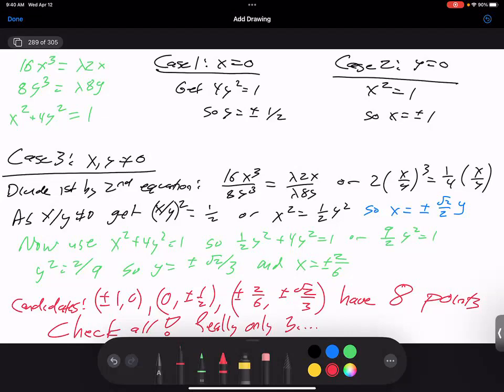What are we looking for at the end of the day? I'm trying to find where this function is largest and smallest. What am I looking for? The values of x and y. I couldn't have phrased it better.